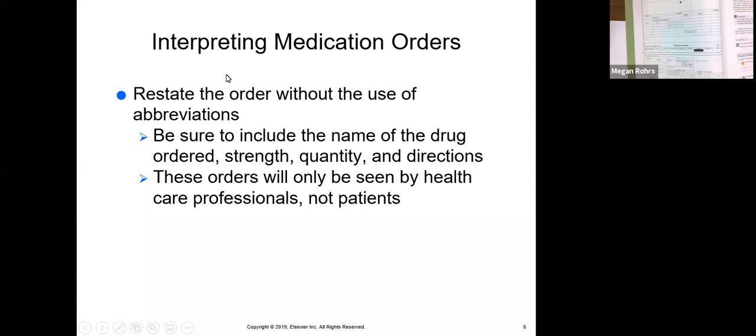So when we are interpreting med orders, all we have to do is just restate the order without the use of any abbreviations. So we also usually include the name of the drug, the strength, and the quantity, as well as the directions that we're working with. So we're going to take a look at some examples here.